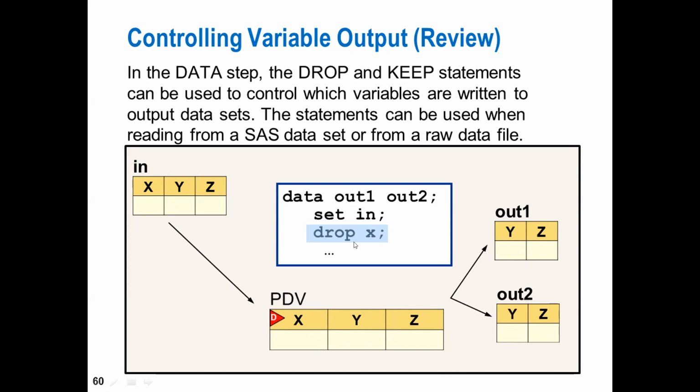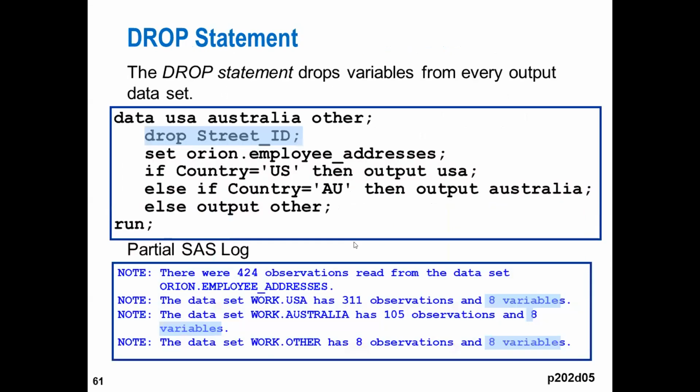So this happens the same with keep also. When we use keep, it is dropping the ones which you are not selecting. Okay. So look at here how it works now.